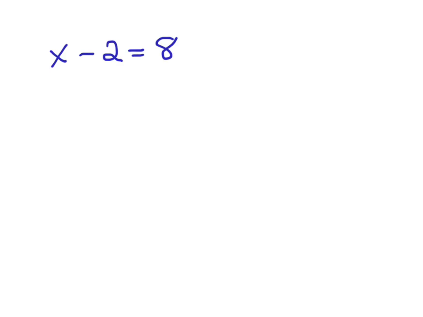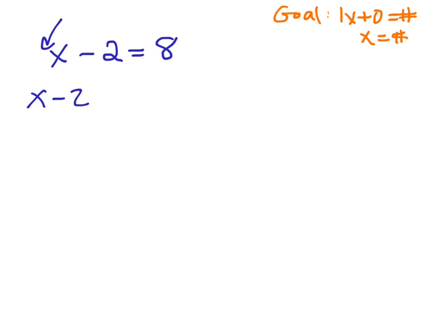Alright, so let's keep our goal off to the side here. We want 1x plus 0 equal to some number, because then we would know what x equals. First of all, notice that you don't have anything multiplied by x, so the first part of our goal has already been accomplished. We have just a 1 times an x. Now the second part is the part that we need to work with. We have a minus 2, and what we really want is a 0.